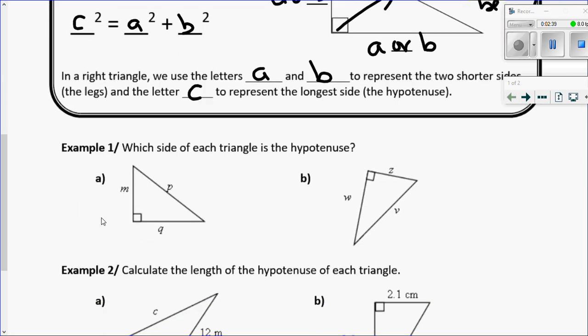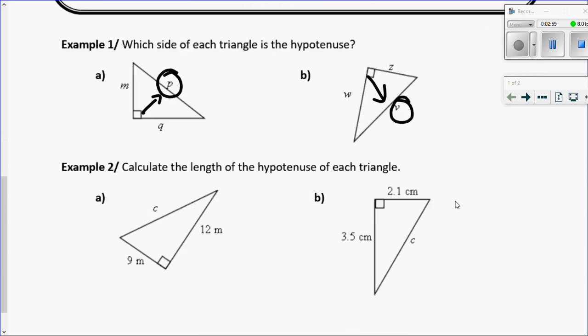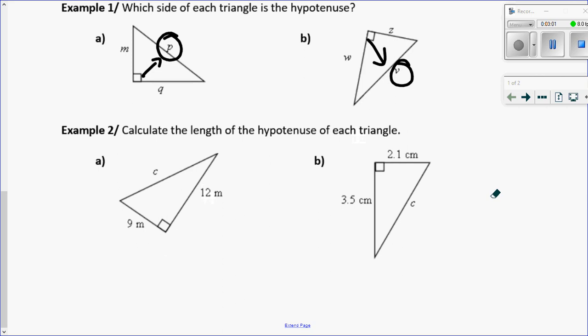Hopefully you remember all this, but as always, if you need to, hit your pause button to try and answer the questions yourself before I answer them. Which side of each triangle is the hypotenuse? It is these sides because they are across from the 90. Calculate the length of the hypotenuse of each triangle.